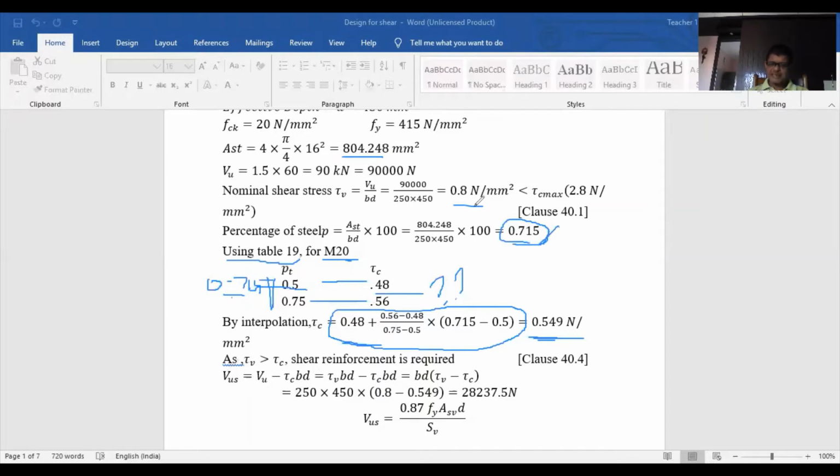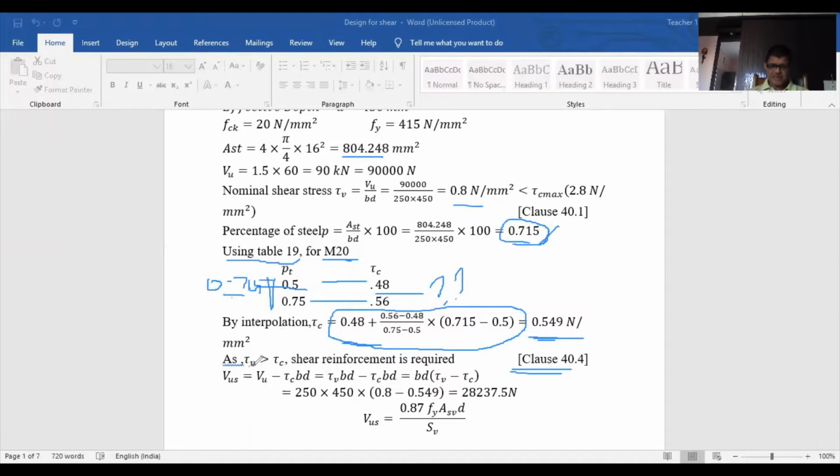So the first check is tau b shall be less than tau c max. Then check whether tau b is greater than tau c or less than tau c. If tau b is less than tau c, no shear design is required, and if it is more than that, then shear reinforcement is required. You can see clause number 40.4 here. If no shear design is required when tau b is less than tau c, then minimum shear is to be given, as we have discussed earlier, or we will discuss henceforth after this.